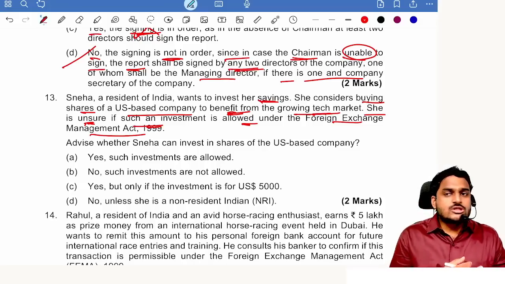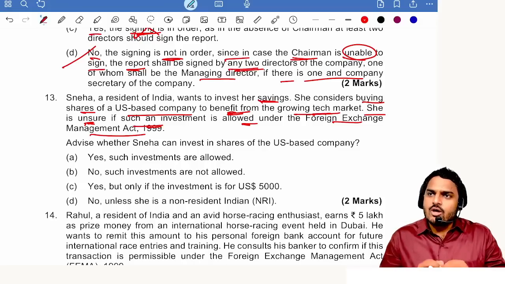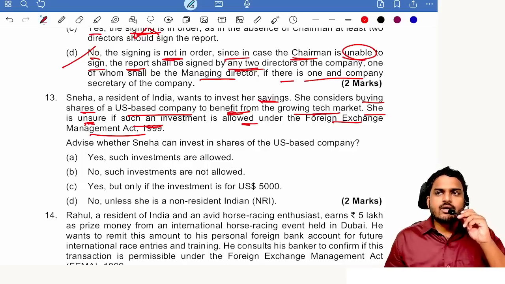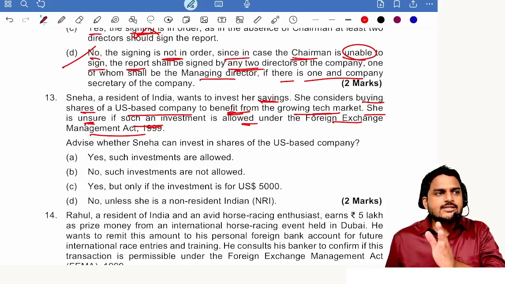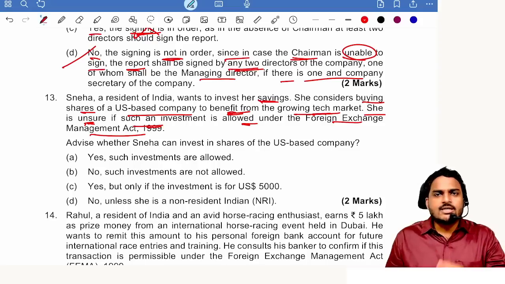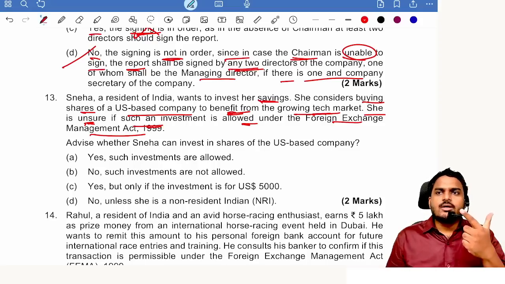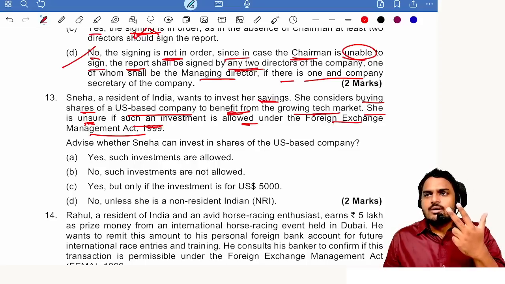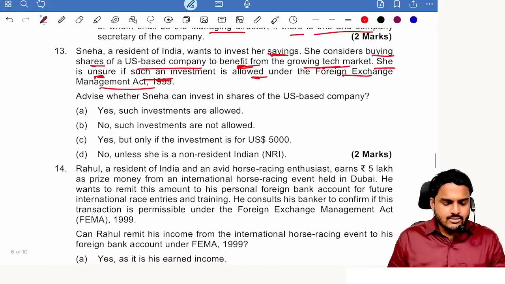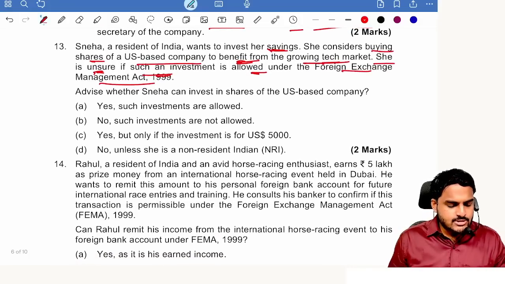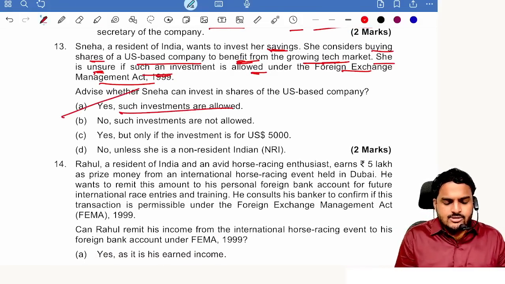Schedule 1 current account transactions is for everyone. Prohibited current account transactions apply to everyone, whereas capital account transaction prohibition is only on non-residents. Chit fund, nidhi, agriculture. Next one, transferable development rights, real estate. Next one. So out of this, which is the correct option? Yes, such investments are allowed.